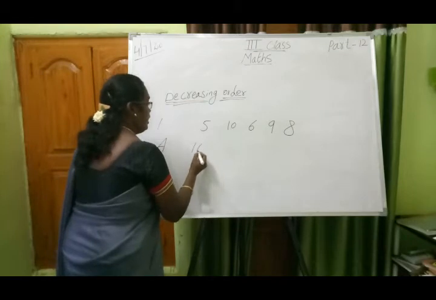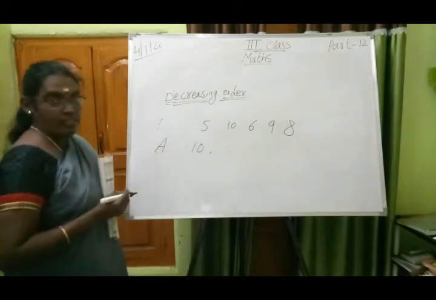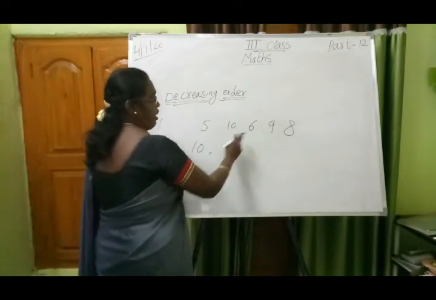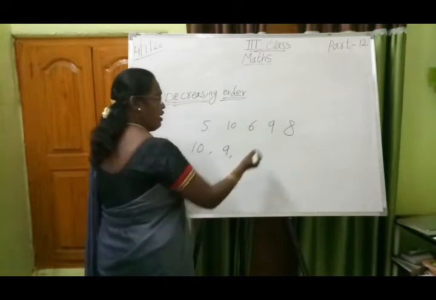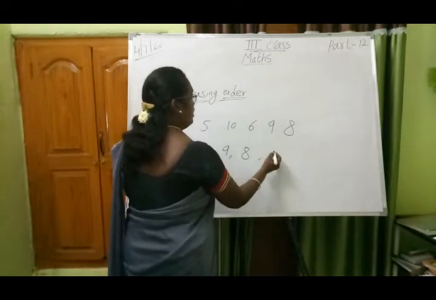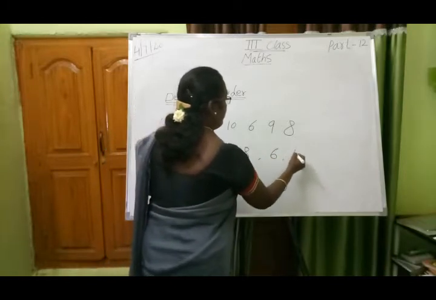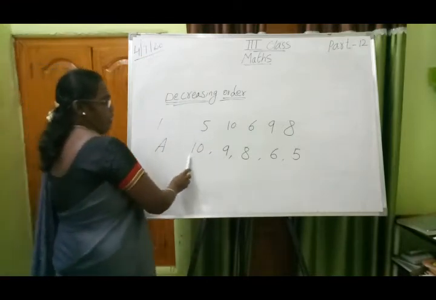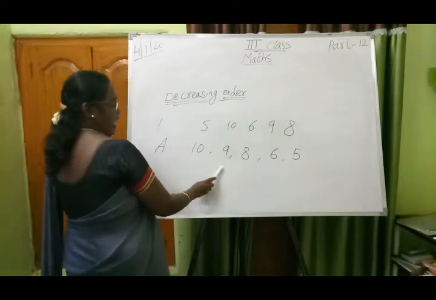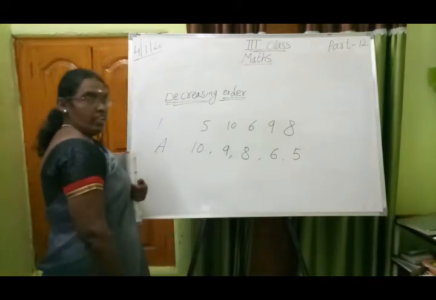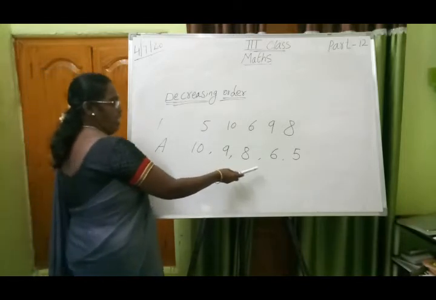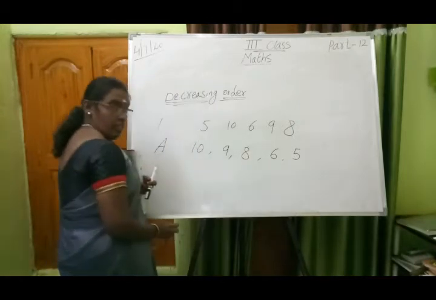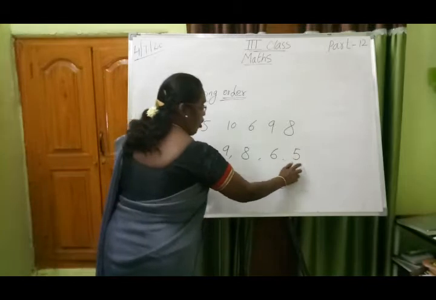Yes, first we have to write here 10. After 10, what is the biggest number? After 10, what number will come? 9. After 9, 8. After 8, 6. After 6, 5. Now you see this one, big number to small number: 10, 9, 8, 6, 5. It is starting from big number to small number. This is right, children.